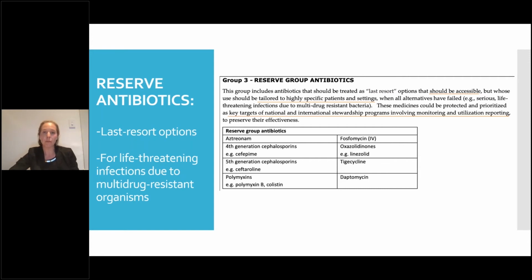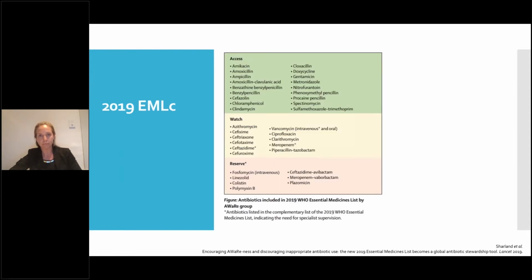And the final group of antibiotics are the reserve group antibiotics, and this includes antibiotics that are really tailored to highly specific patients and settings that should be last resort options for life-threatening infections due to multi-drug resistant organism infections. And while these antibiotics can be extremely important for treating these drug-resistant infections, we also know that they need to be watched very closely with stewardship programs to ensure that they are also not overused and resistance is not driven by their excess use.